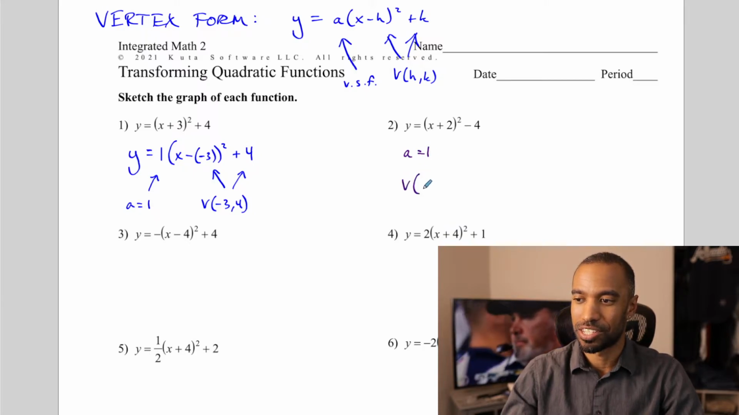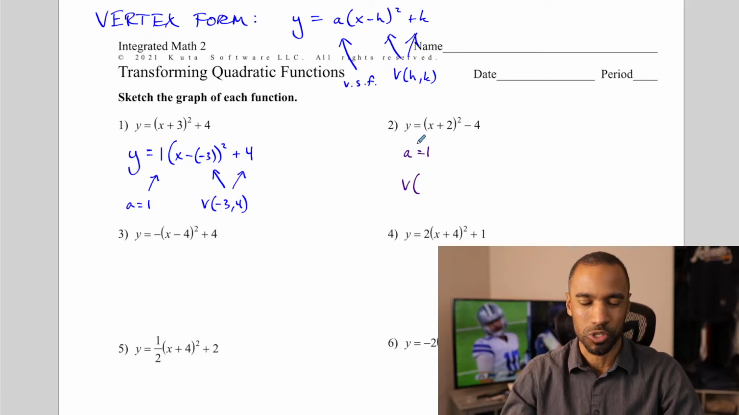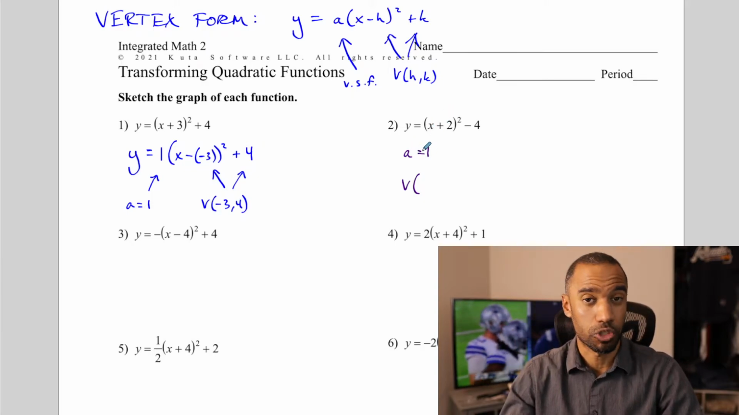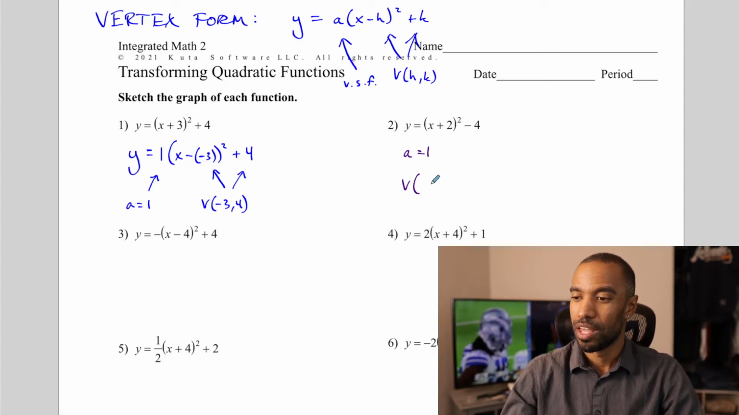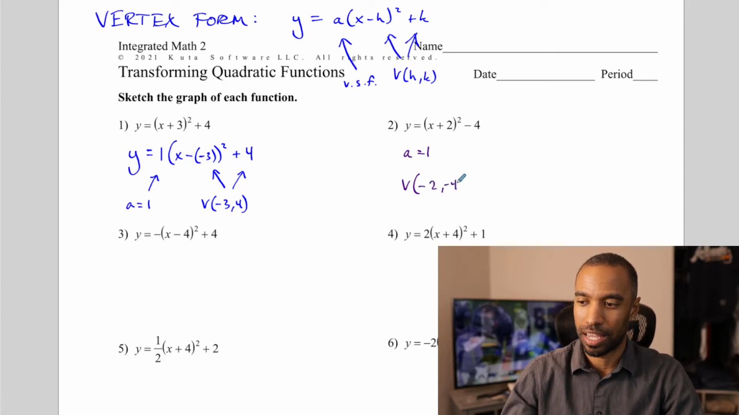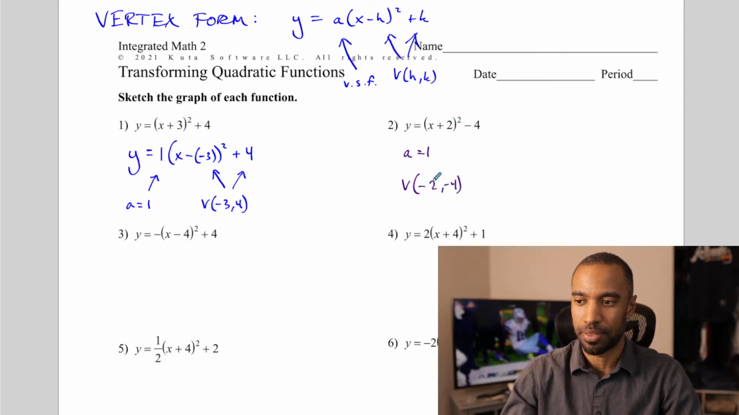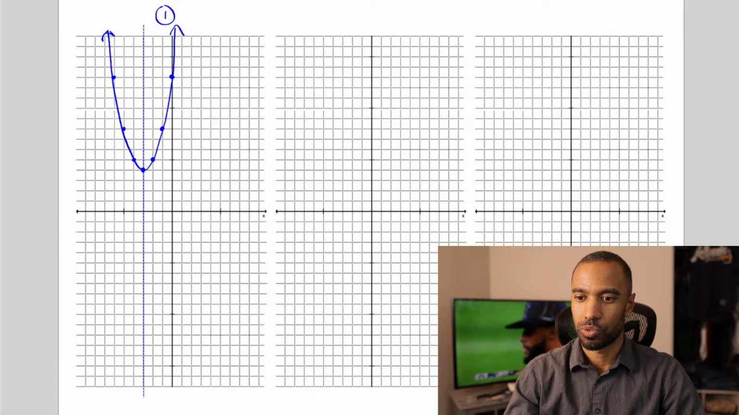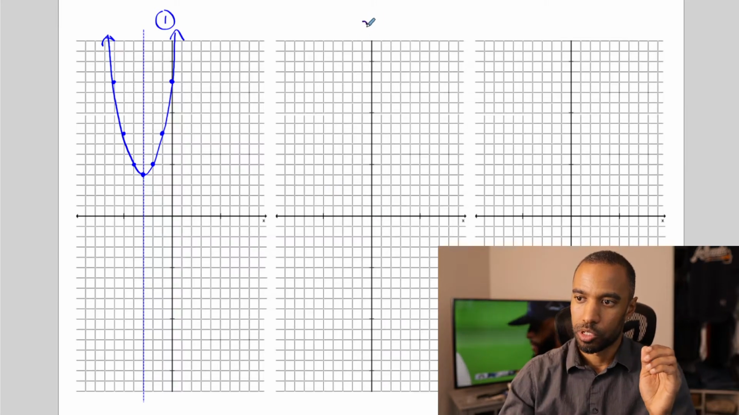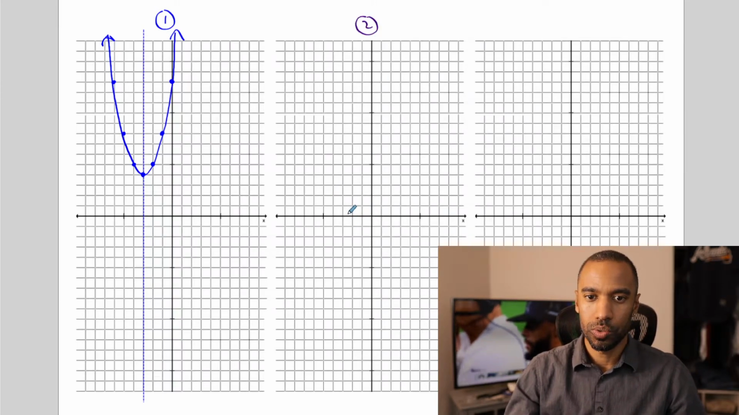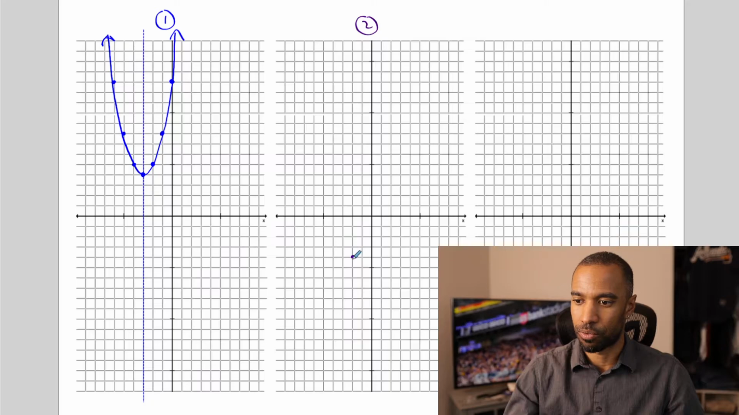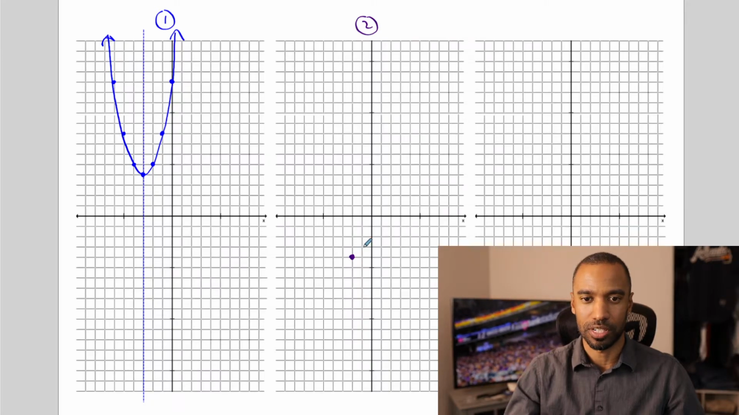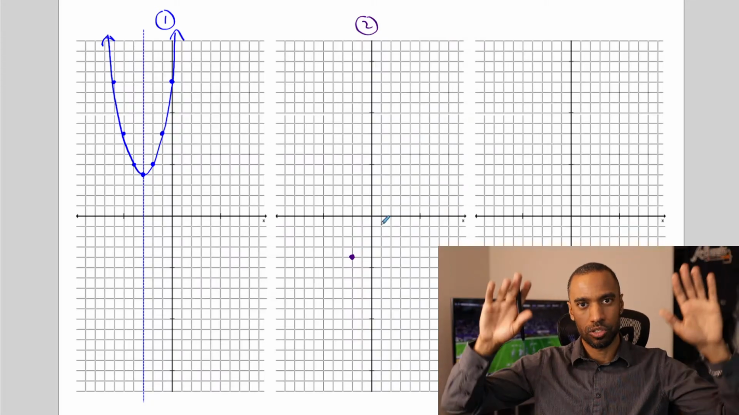And your vertex is going to be at, I don't know if I should put a as 1 or stretch factor is 1, but either way, there's really no stretch to the normal parent function. The vertex is at negative 2 comma negative 4. So flip that sign, keep that sign here. Negative 2, negative 4. So this time right here, guys, we're going 2 left and 4 down. And there's the first point, the vertex. This graph goes upward as the a value is still a positive 1.